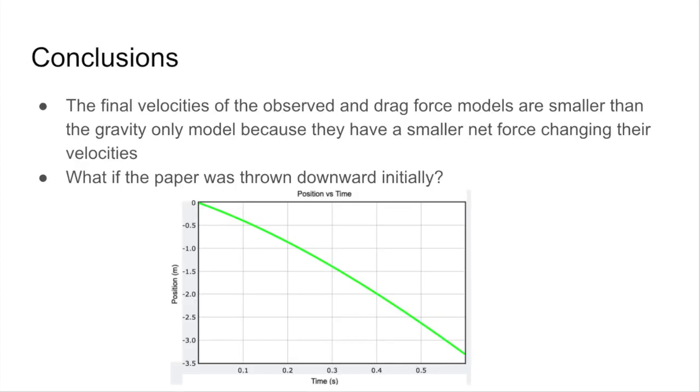If the paper was thrown downward initially, it would have a non-zero initial velocity. Regarding its terminal velocity, it would reach it quicker because the paper's velocity is already starting closer to that maximum. I justified this by testing an initial velocity of negative 3.5 meters per second in the model with drag force. As you can see, the curve for the position straightens into a straight line, meaning its slope is constant, meaning that its velocity is constant.